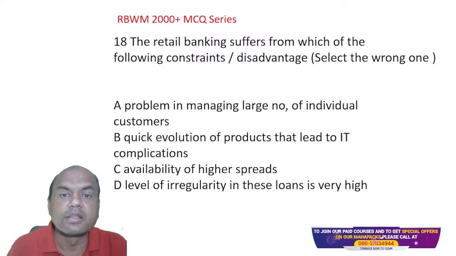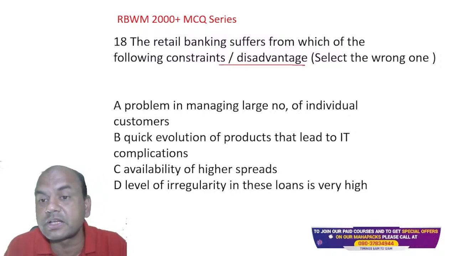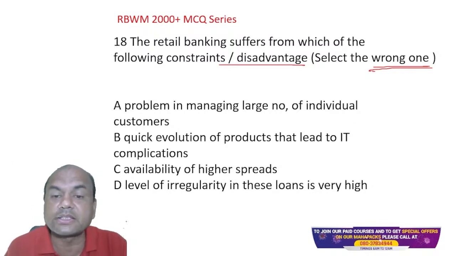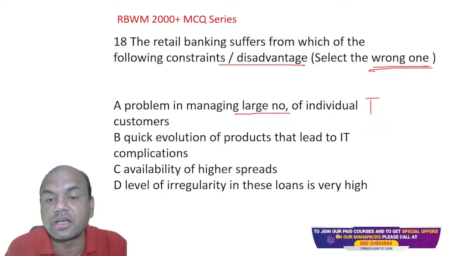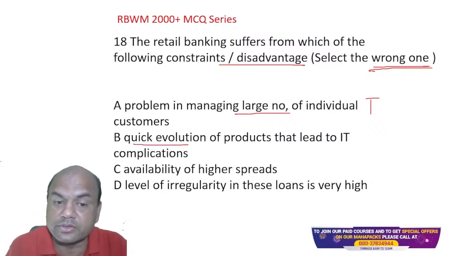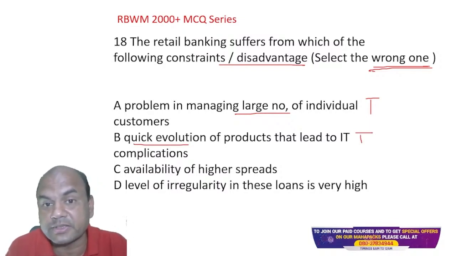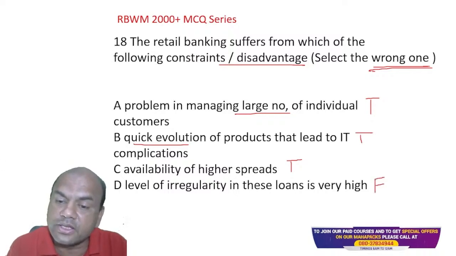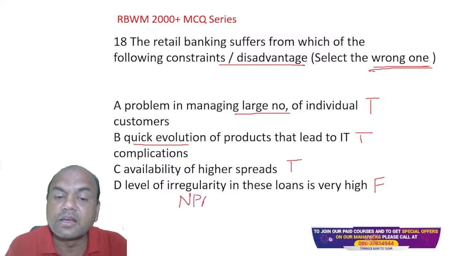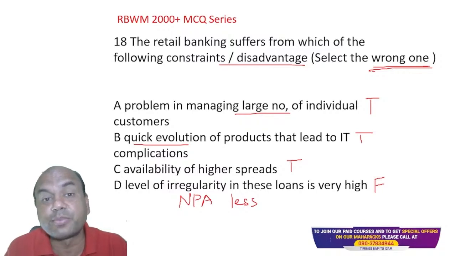Okay. The retail banking suffers from which of the following constraints? So, disadvantage. We want to select the wrong one, which is not the disadvantage. The problem in managing a large number of customers. Yes, this is true, right? Quick evolution of products that lead to IT complications. Yes, that is also true. Availability of high spreads. There are high spreads, right? So that is also true. Level of irregularity in these loans is very high. This is false. Irregularity means NPAs. Retail banking has fewer NPAs. Always remember, NPAs are less in retail, because the risk is spread. So the answer is this, we want the wrong one.